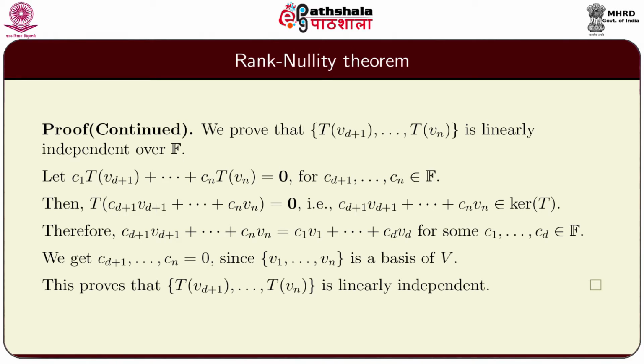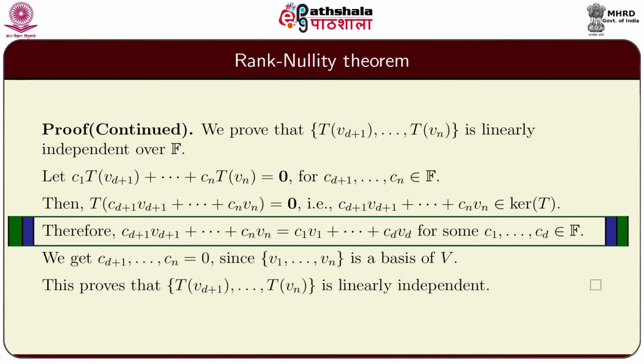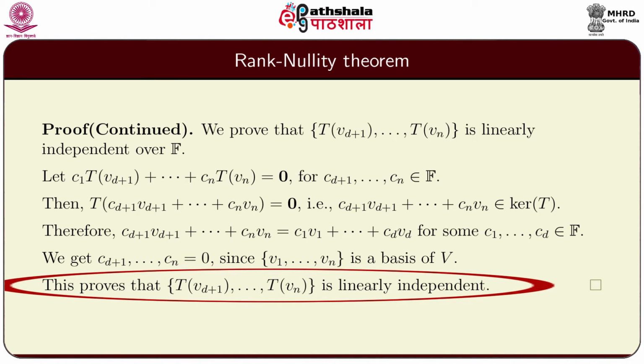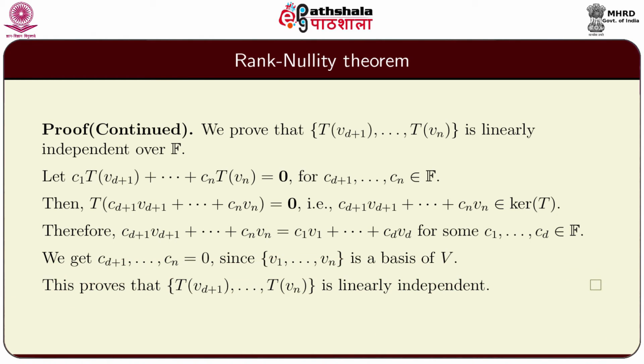But the kernel of T is spanned by v1 to vd, therefore we can write c(d+1) v(d+1) and so on up to cn vn is equal to c1 v1 and so on up to cd vd for some scalars c1 up to cd. But v1, v2, ..., vn is a basis for V, therefore it is linearly independent, and that shows that the set T of v(d+1) and so on up to T of vn is linearly independent. Therefore, we have completely proved the rank nullity theorem.